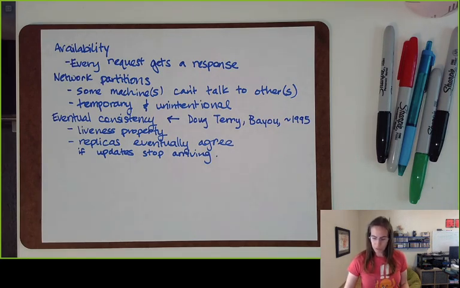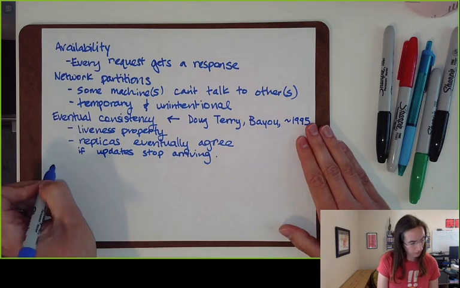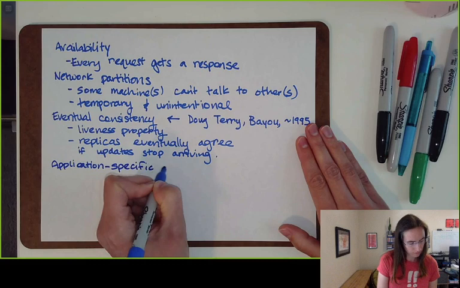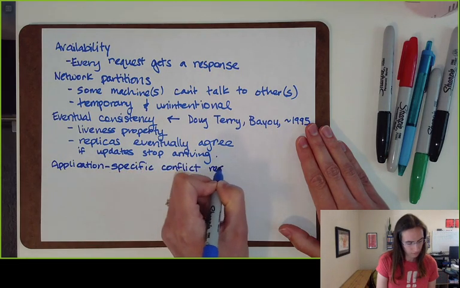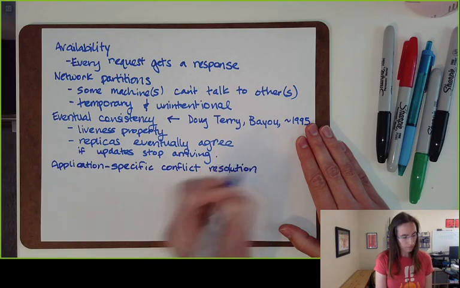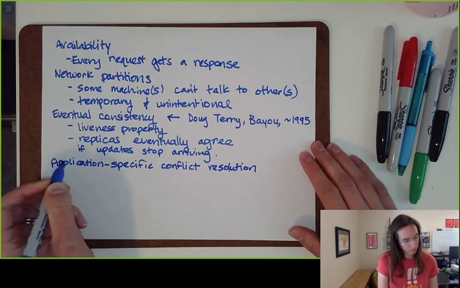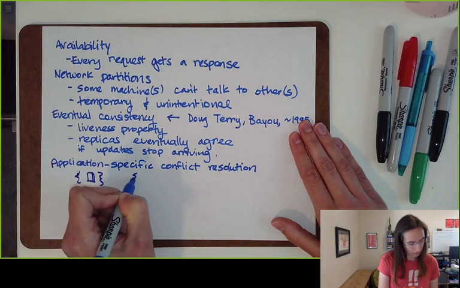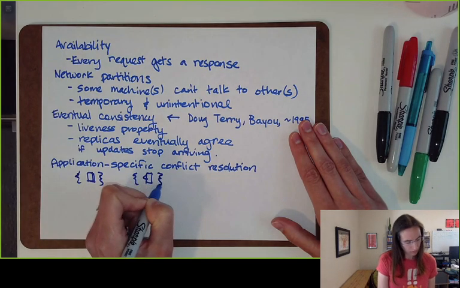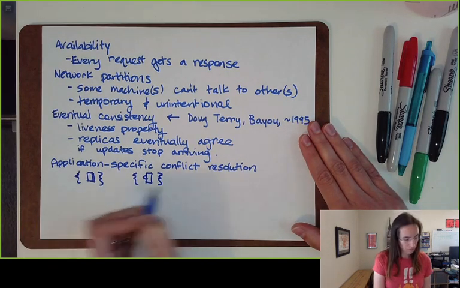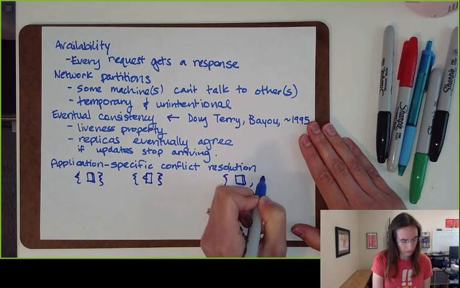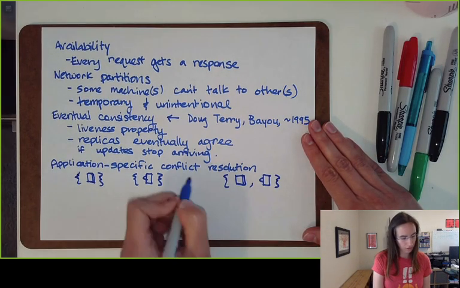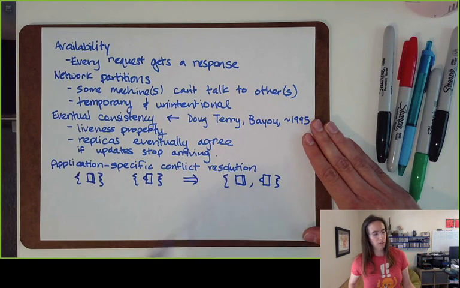Okay, so we've talked about all these things. We also talked a little bit about application-specific conflict resolution. This is that situation where you might have one replica that has something in a shopping cart, like a book, and you have another replica that has something else in a shopping cart, like a blender. And the client gets to figure out what to do with those conflicting states. So the client gets to figure out that what it's actually supposed to do is take the union in the case of shopping carts.